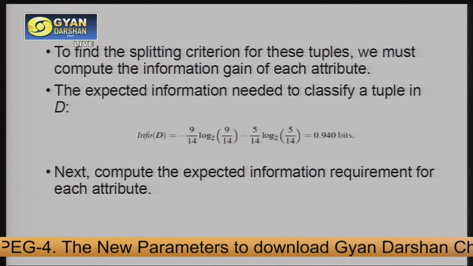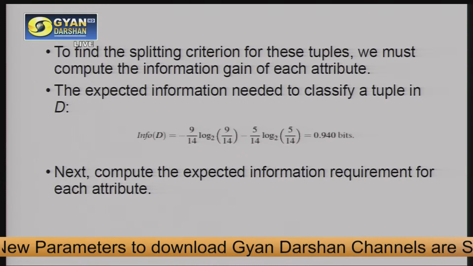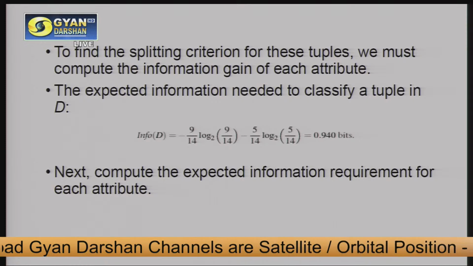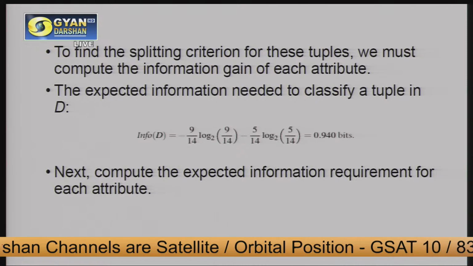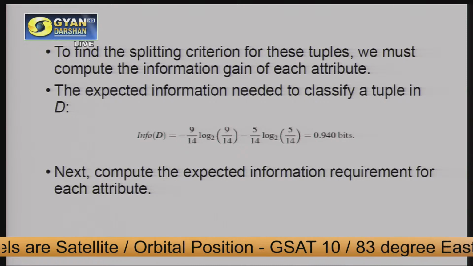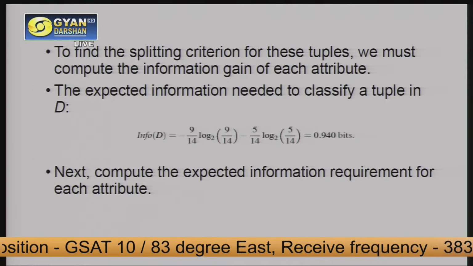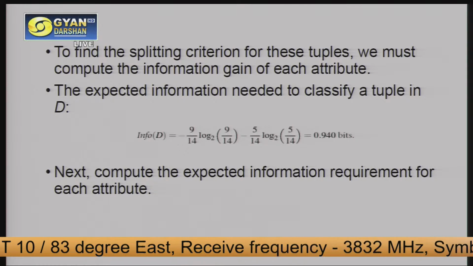Now what we have to do, to find the splitting criteria, as we mentioned in the very beginning of the session, is the splitting criteria or attribute selection for all these tuples. We first have to compute the information gain for every attribute we have.